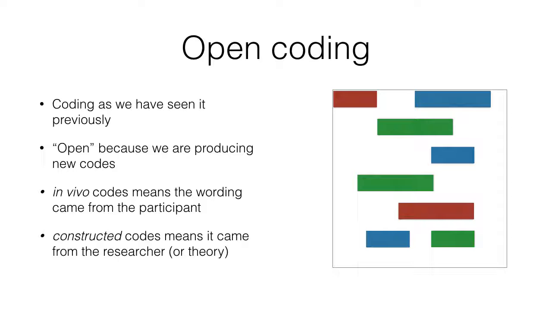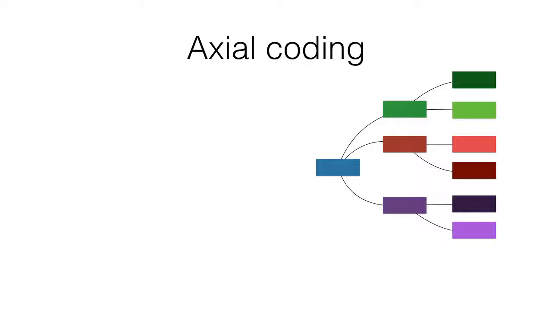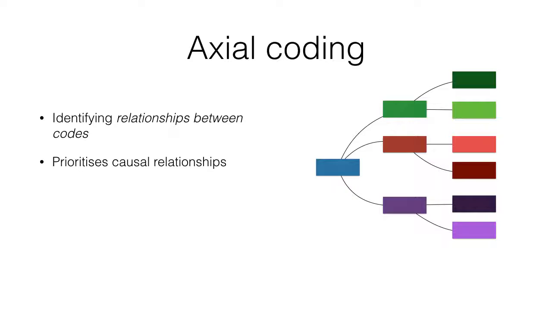So this is the first stage, just going through and coding everything, coming up with all of the tags. The second stage is called axial coding, and this is essentially about identifying the relationships between the codes that came out of the open coding. Generally speaking, in grounded theory, it tries to prioritize this idea that maybe there are causal relationships between codes, and so maybe they fall into particular kinds of groups.